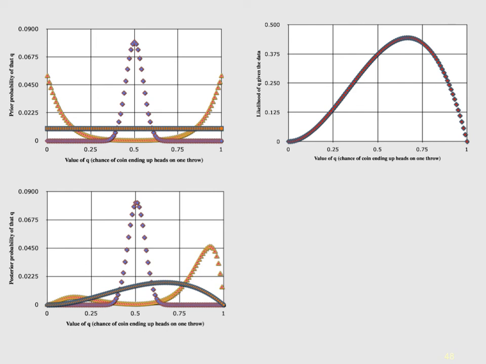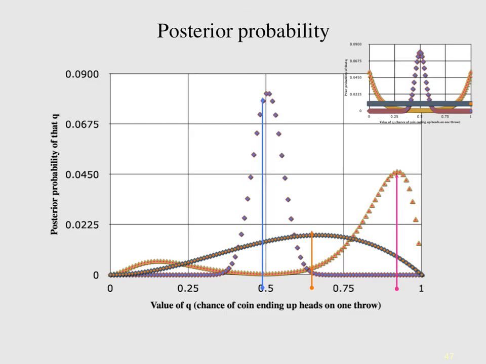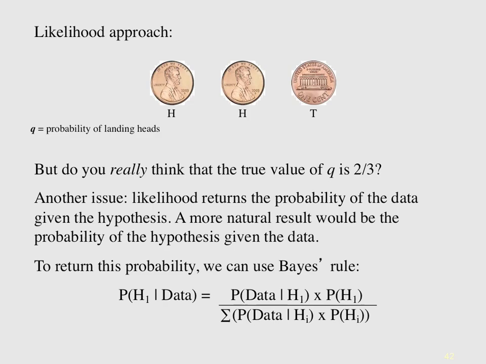Now, the nice thing about Bayes' rule is that it gives us the probability of the hypothesis given the data. Let's go back here. So let's say the probability of the coin having a greater than 50-50 chance of getting heads: you can add up all that posterior probability.